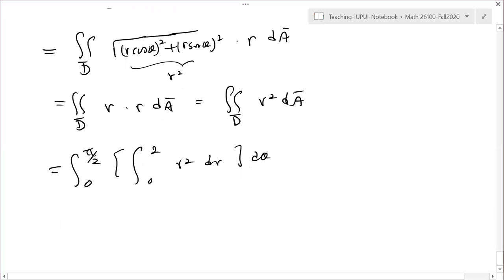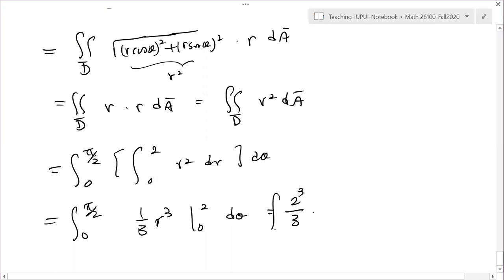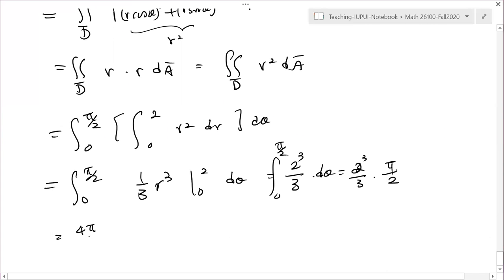Then the antiderivative of that is 1/3 r cubed, and I'm going to get 2 cubed over 3. And this is a constant, right? And then the integral from 0 to pi over 2 of d theta, and you get pi over 2. So 2 cubed over 3 times pi over 2. Okay, and you simplify it, you will get 4 pi over 3. Okay, 4 pi over 3 is the answer.